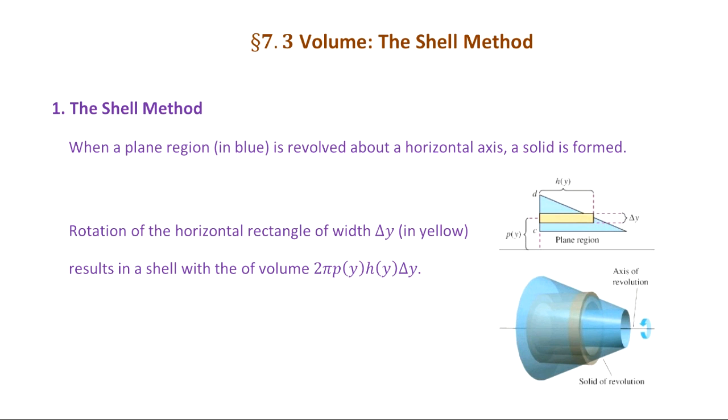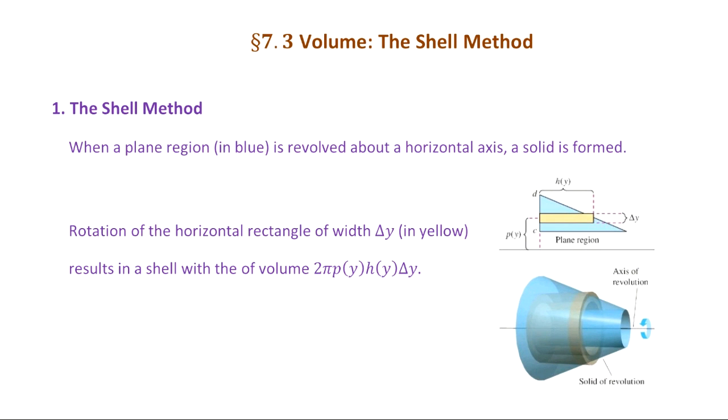So we have a yellow rectangle in here. So we're going to cut this blue region into many yellow rectangles like we did before. So then you just add all the volumes of those shells from rectangles. We talk about the shell from the rectangle.